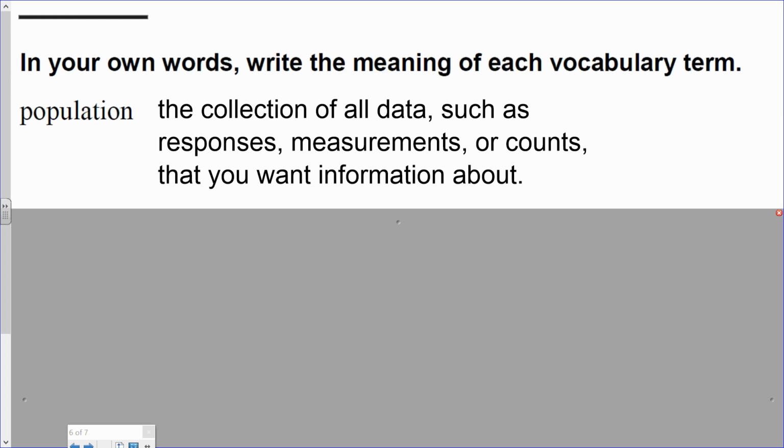The collection of all data, such as responses, measurements, or counts that you want information about. So I wanted information about all you 23 students, including the imaginary students. What was the information I was looking for? Your hair color, your shoe size, your opinion on abortion. So you guys, the whole 23 students of you, were my population.